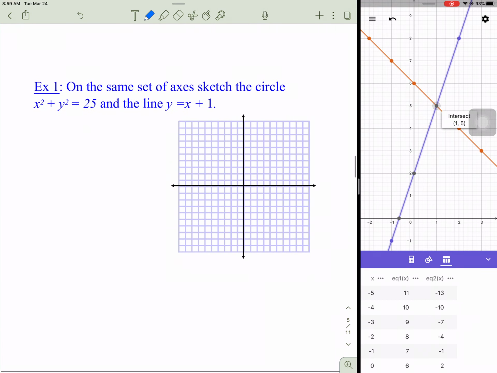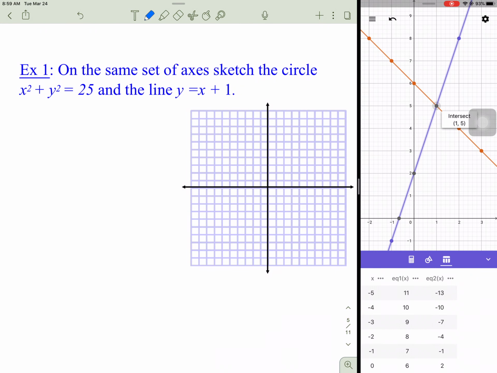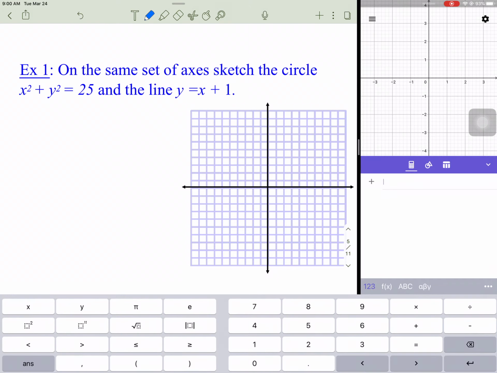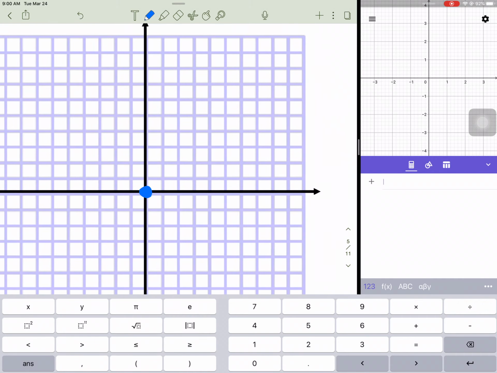So let's try one more together. It says x squared plus y squared equals 25, and y equals x plus 1. Now, I'm going to try to do it without the calculator. You guys feel free to use the calculator, but I know that this is a circle with a center at 0, 0, and a radius. Well, r squared is 25, so r is 5. So I'm going to go 0, 0. I'm going to go 5 in each direction. 1, 2, 3, 4, 5. There you go. I'm going to try to make the best circle.